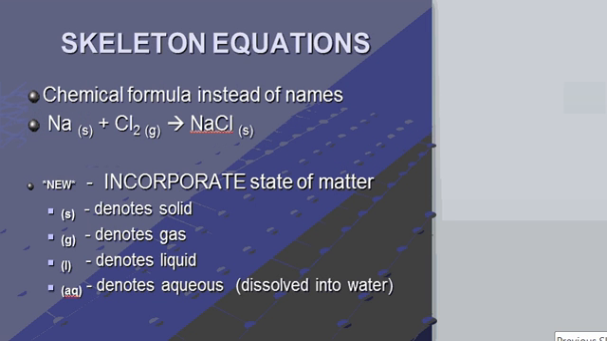Now, the skeleton equations you learned last year in grade 10. Basically, these skeleton equations give us, it's like the ingredients in a recipe. So in order to make sodium chloride, you must need sodium and you must need chlorine. Just like in order to make pancakes, you must need flour, water, sugar, and butter.